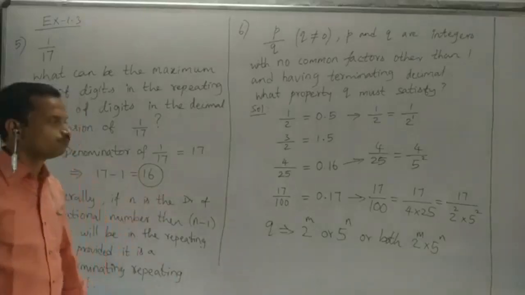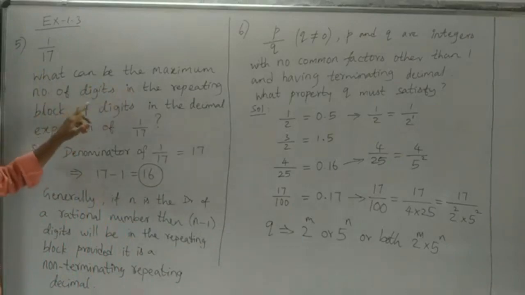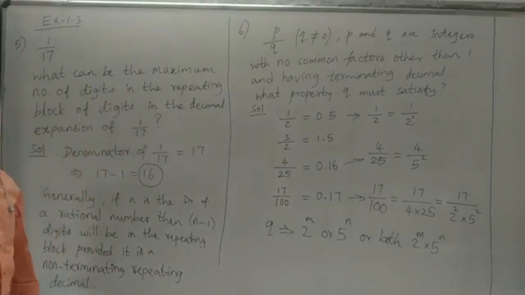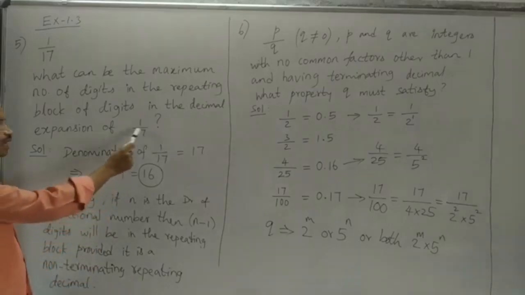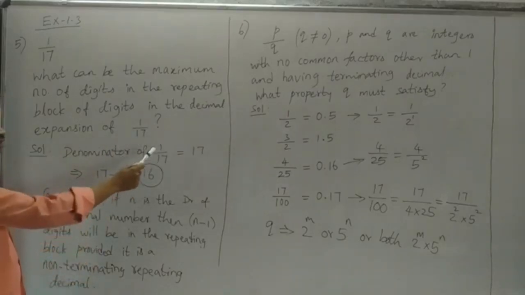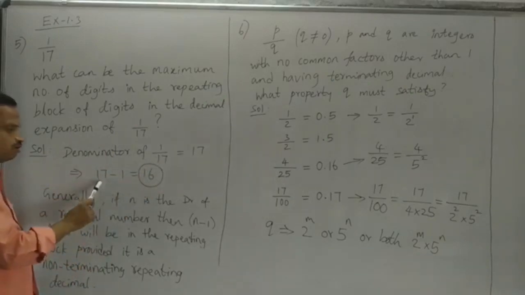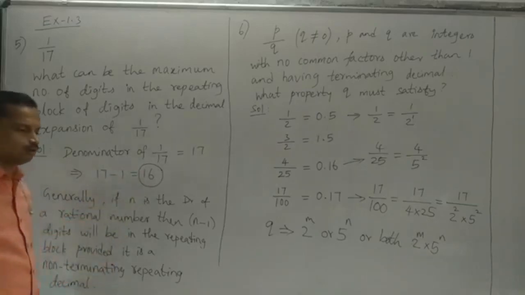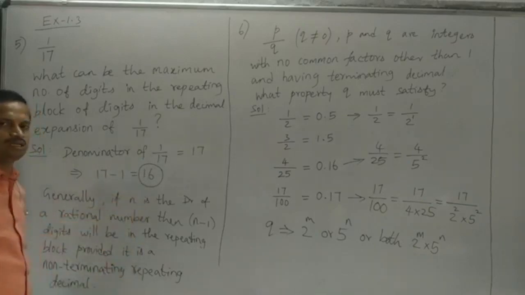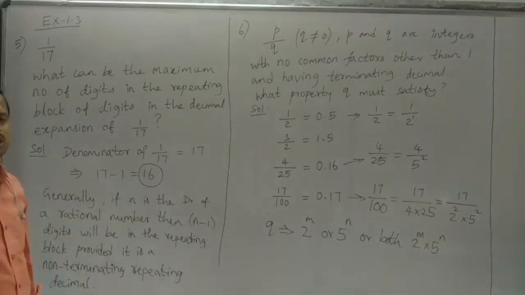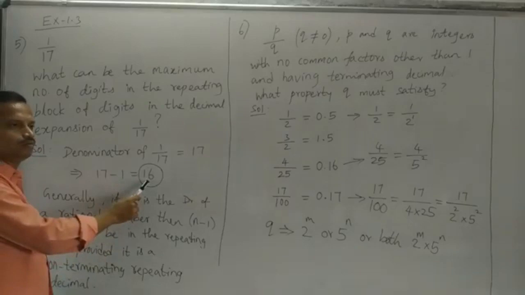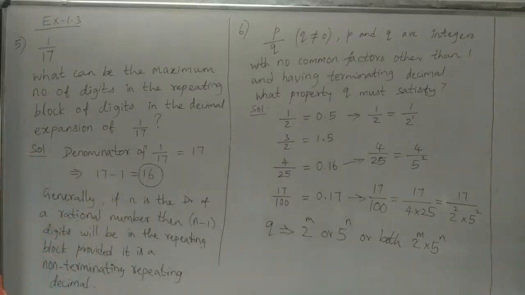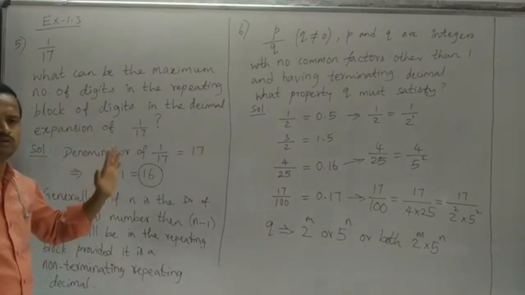And now coming to question number 5. What can be the maximum number of digits in the repeating block of digits in the decimal expansion of the given rational number 1 by 17? So the denominator of 1 by 17 is 17. So you have to subtract 1. That means 17 minus 1 equal to 16. So this is the method to find the number of digits which are repeating in the decimal expansion. So we can have 16 digits in the repeating block of digits in the decimal expansion of 1 by 17.